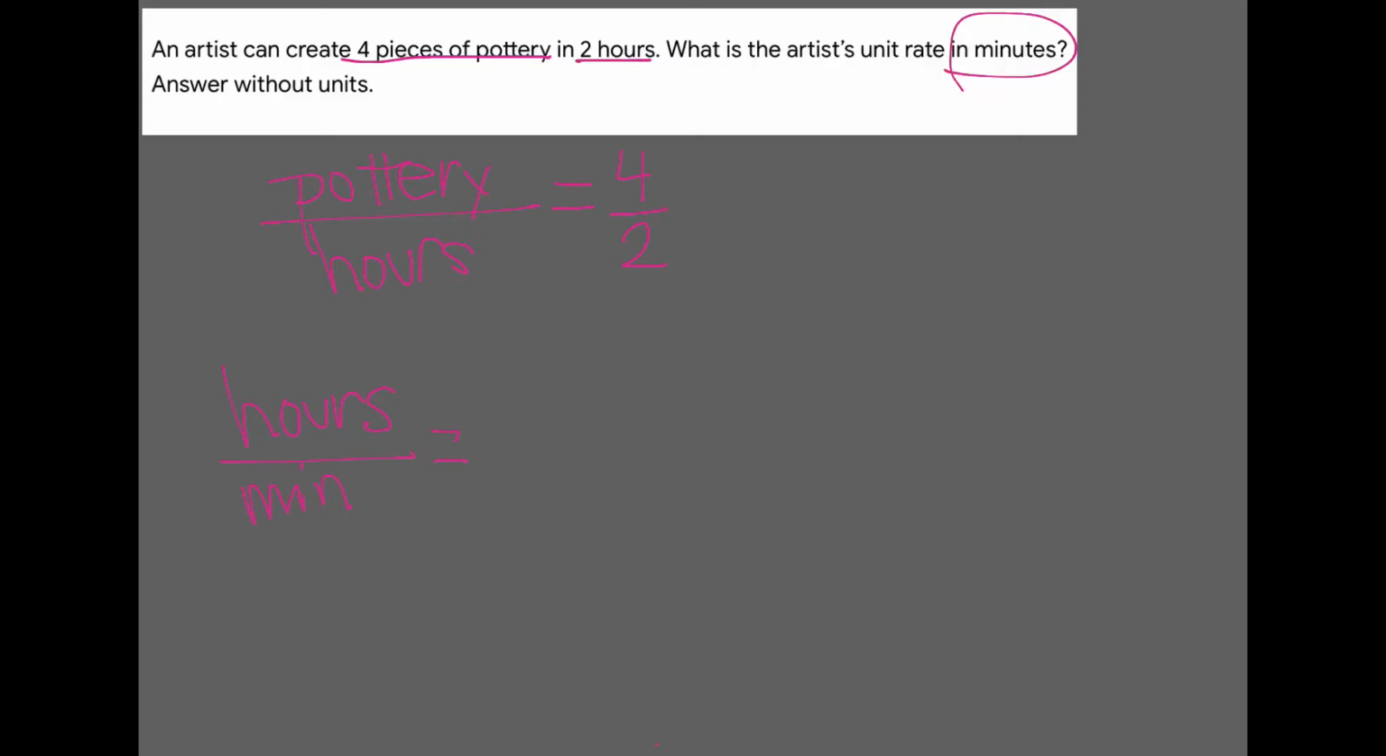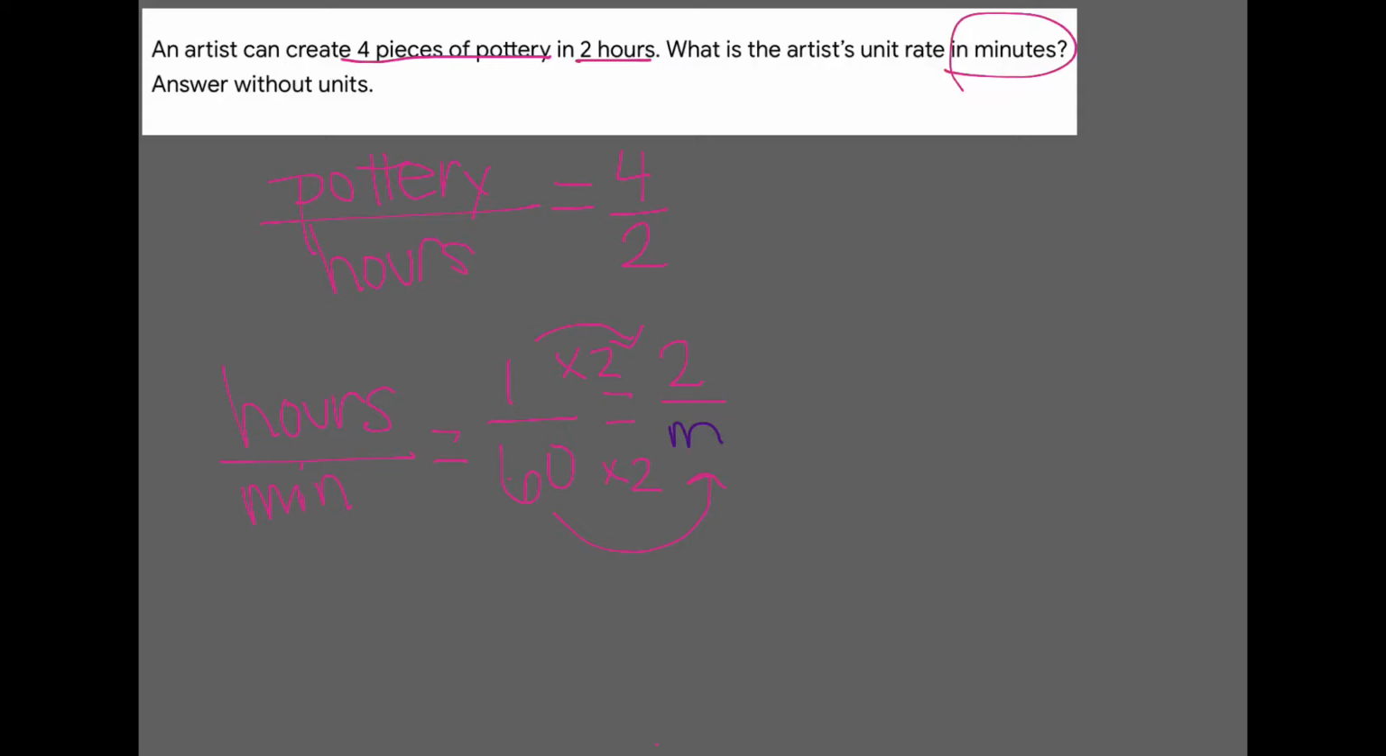We know that 1 hour is going to equal 60 minutes. And here we have 2 hours. So how many minutes is 2 hours? So to get from 1 to 2, we times 2. So to get to here, we need to multiply by 2. And that will give us our minutes.